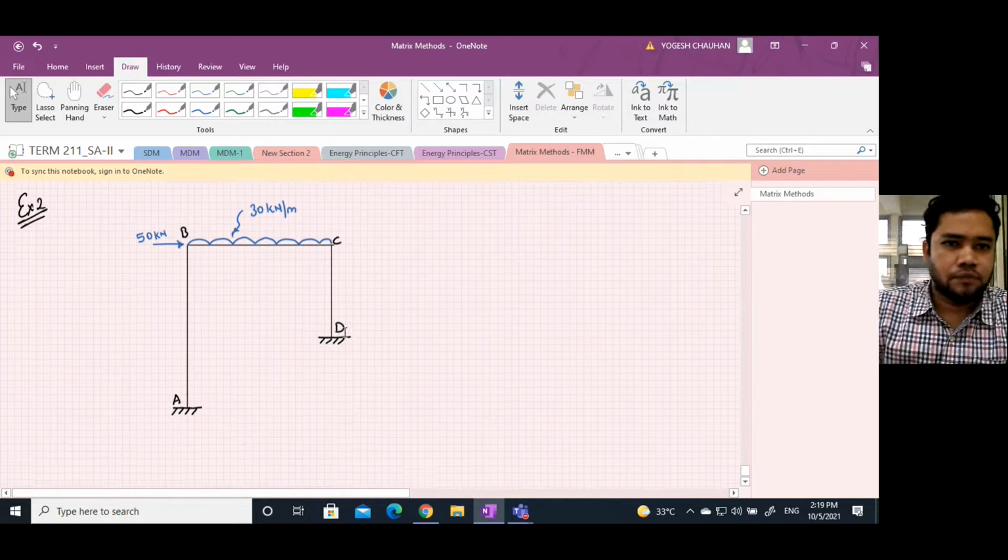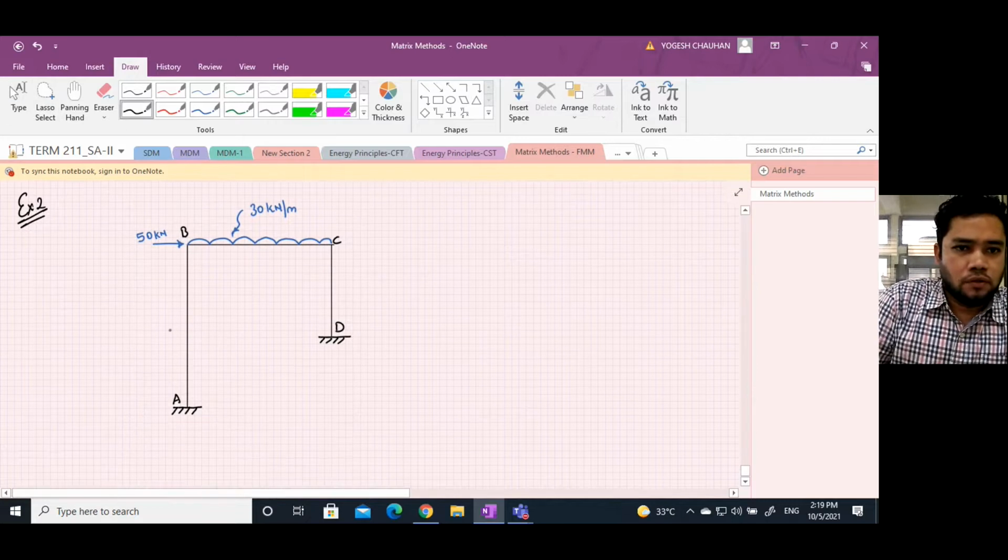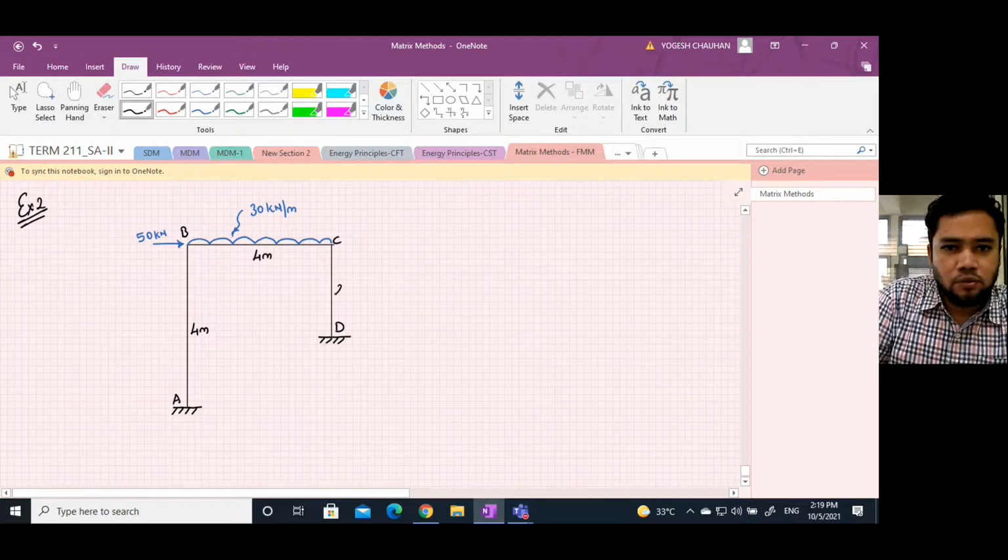So this is the frame. The member AB is 4 meter in length, CB is also 4 meter in length, and CD is 2 meter in length.